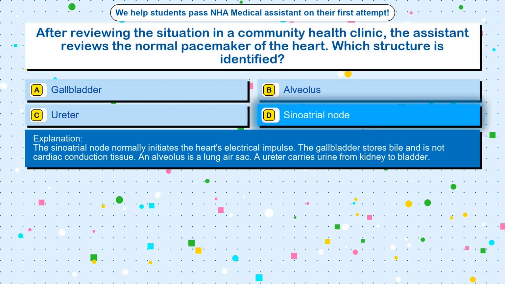The sinoatrial node normally initiates the heart's electrical impulse. The gallbladder stores bile and is not cardiac conduction tissue. An alveolus is a lung air sac. A ureter carries urine from kidney to bladder.